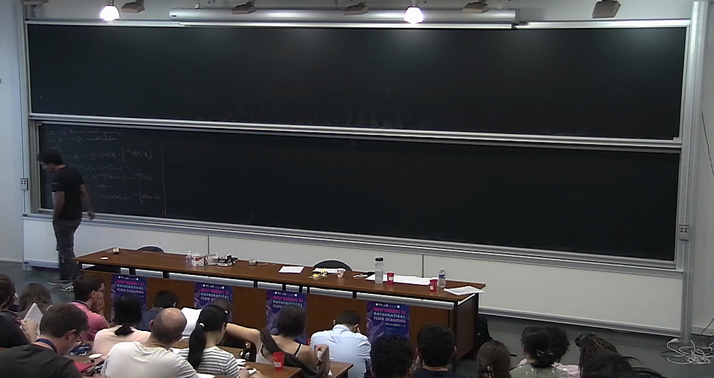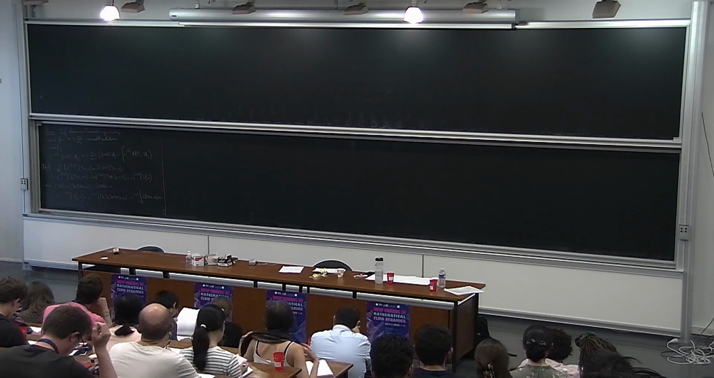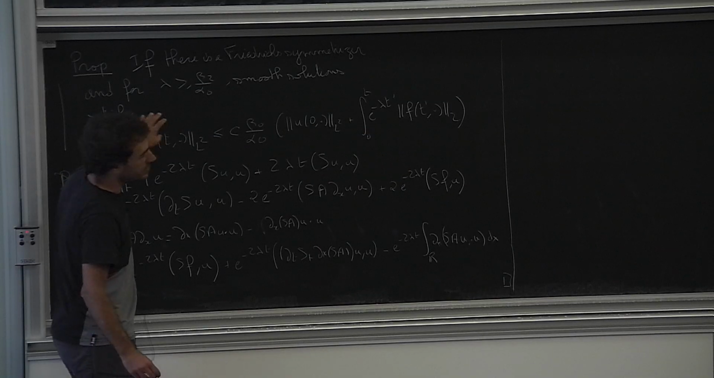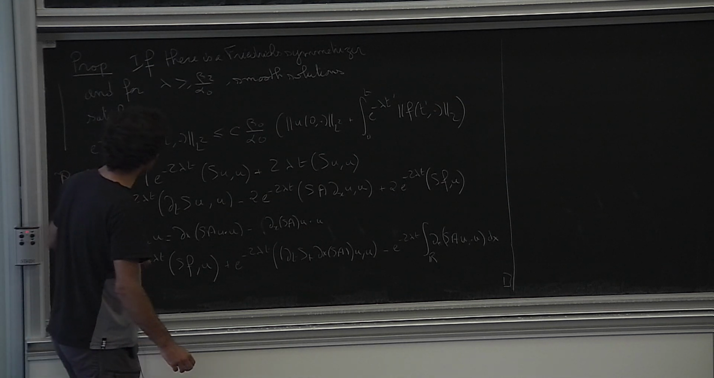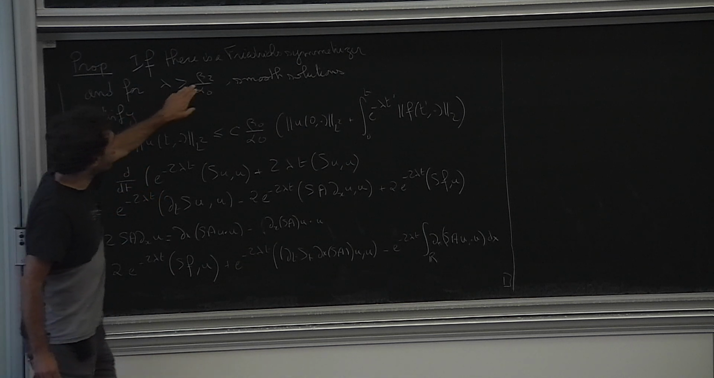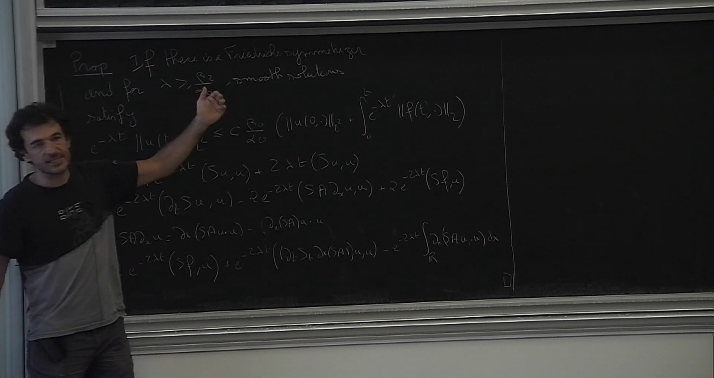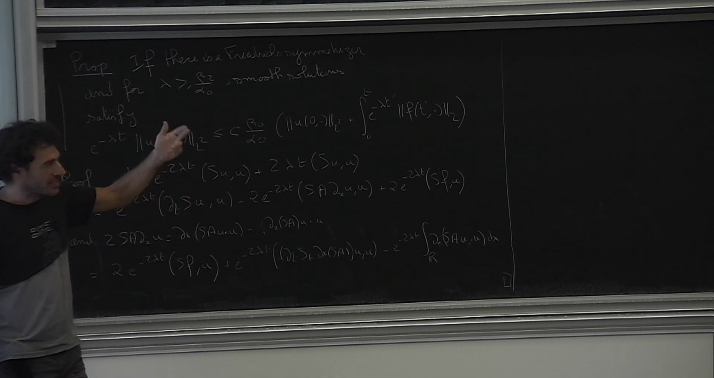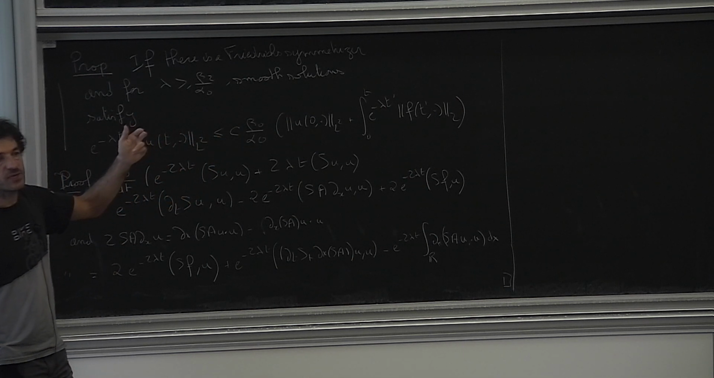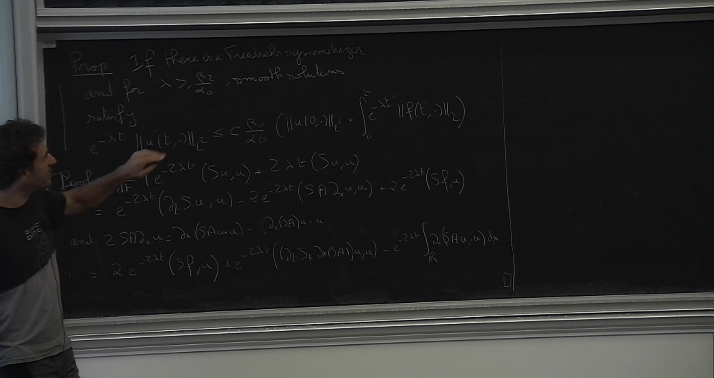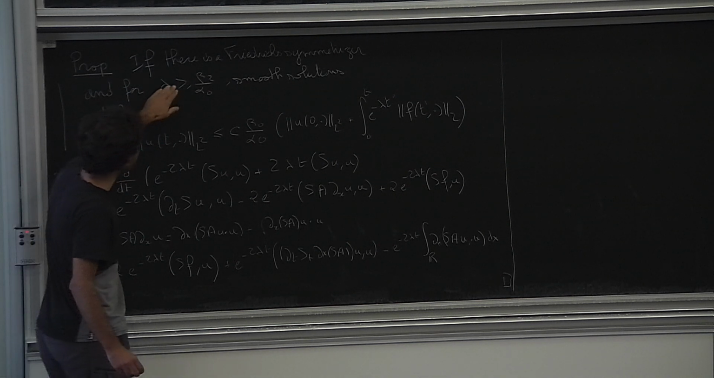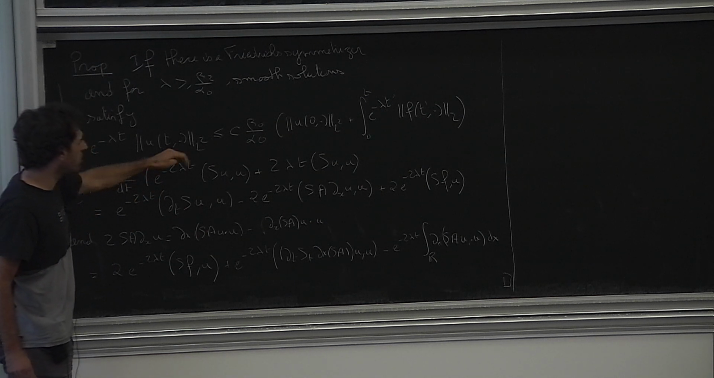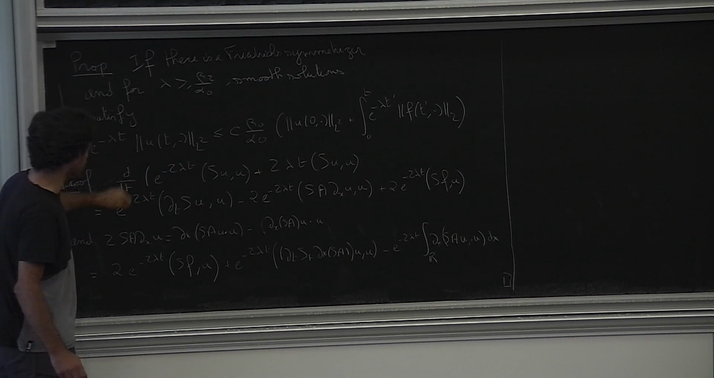This morning I ended with a proposition in the case without boundary, how to derive the standard L2 estimate. I reproduce the proof because I will use it in the case with boundary. If you have a Friedrichs symmetrizer, a matrix S which is symmetric such that S times A is also symmetric, which David told me I forgot to write this morning, then for lambda large enough, you can control the L2 norm with an exponential bound like this.